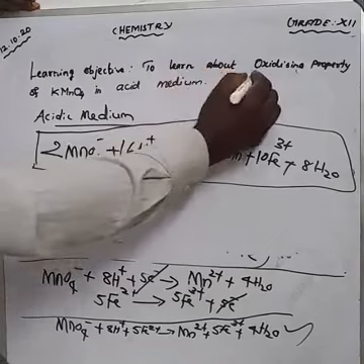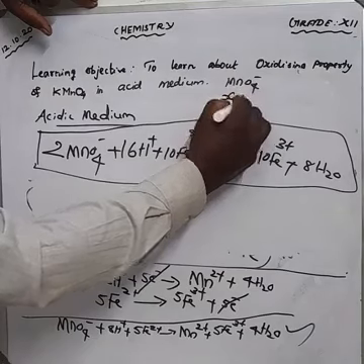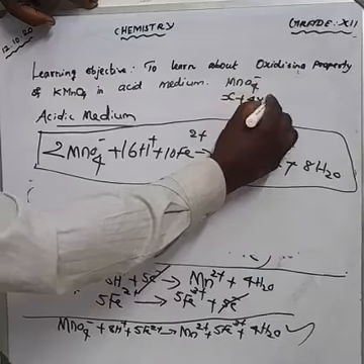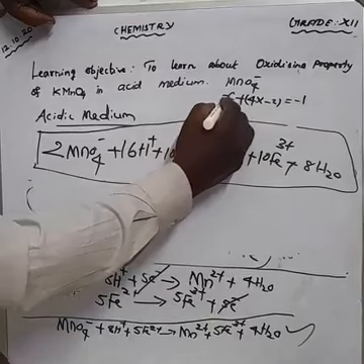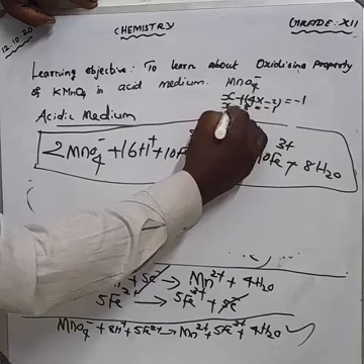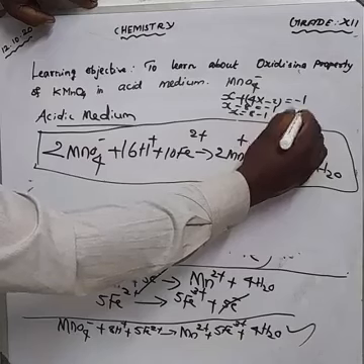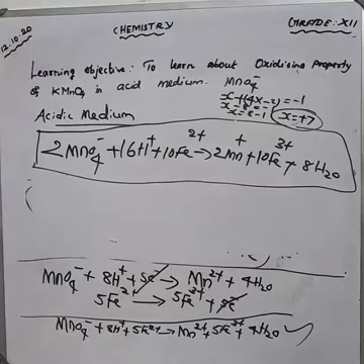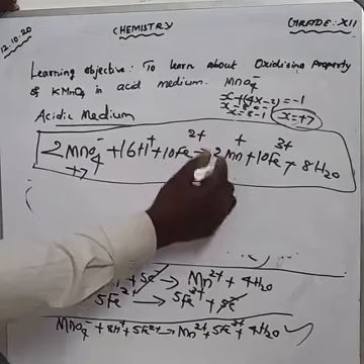MnO4 minus. How will you find out the oxidation state? Mn is taken as X plus. How much oxygen is there? 4 oxygen, so 4 into minus 2 equals minus 8. X minus 8 equals minus 1. X equals 8 minus 1, X equals plus 7. So the oxidation state is plus 7. Okay, plus 7. Already here we have plus 2.